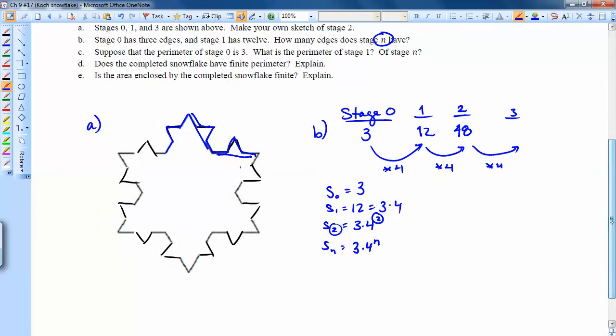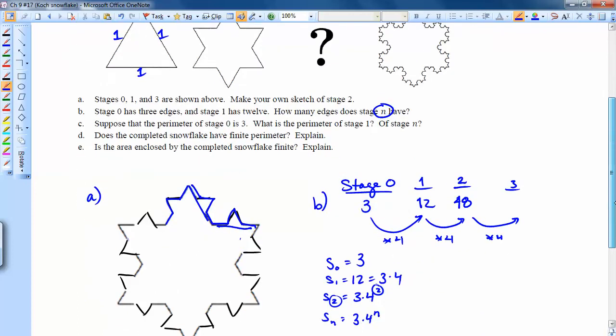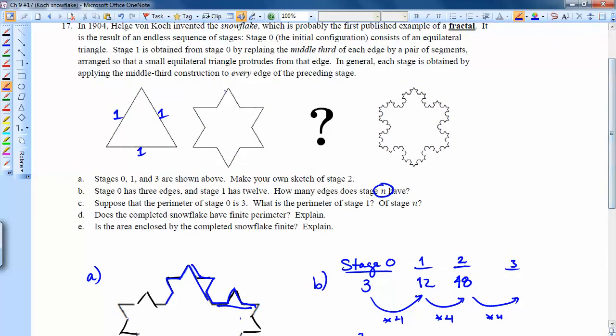Okay, perimeter. Let's see, C, perimeter of stage 0 is 3. Okay, so let's look at stage 0. If it's 3, then each side has to be length 1. Okay, what's the perimeter of stage 1? Well, this would only be 1/3 the length of 1 unit, right? So that means that this one's 1/3, this one's 1/3, and this one's 1/3. So in all, each 1 unit from before has turned into 4/3 now, right?